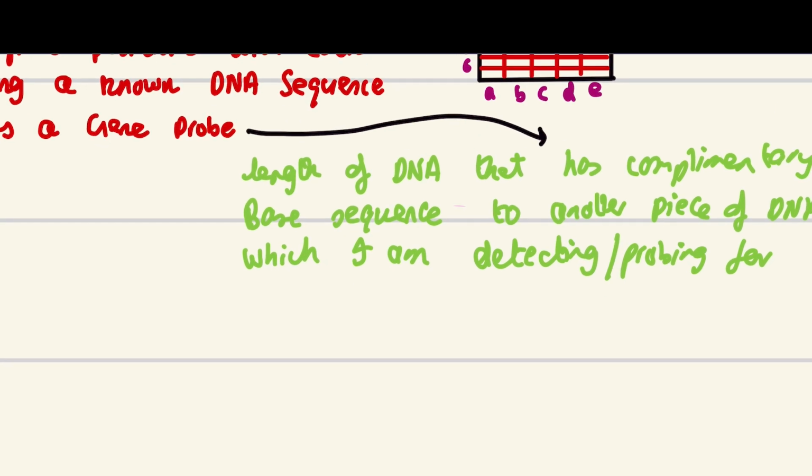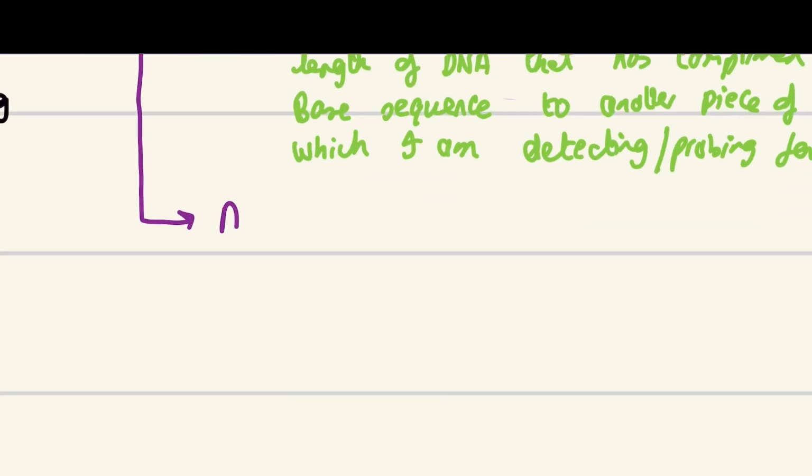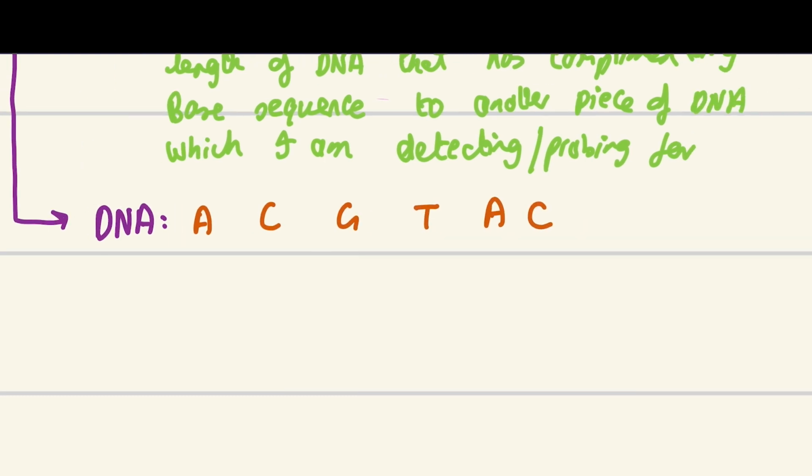We all know that DNA wants to be in a double-stranded arrangement, right? Let's say I have a piece of DNA that I am trying to detect. Let's say it's A, C, G, T, A, C. Let's not make it too long. Here's my phosphate backbone. Now this is a piece of DNA that I'm trying to detect.